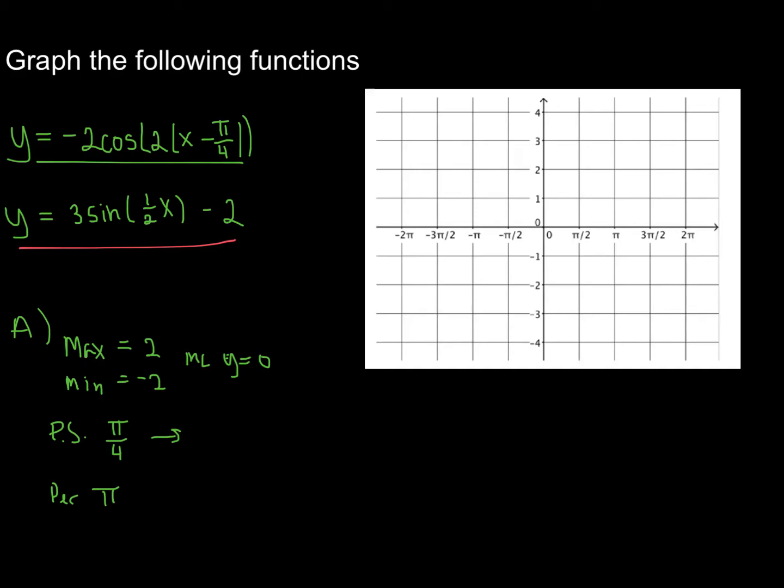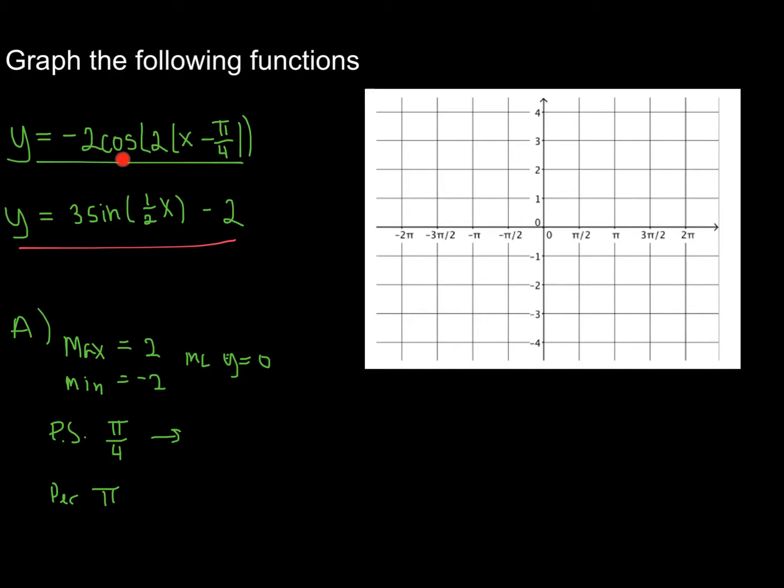So first thing that I pick up on is that the max of this function is going to be 2, the minimum is going to be -2, my midline is y equals 0, and my amplitude is 2. And so then I am going to try and plot an initial point, and the point that I'm going to plot is the point that is kind of native to cosine, if that makes sense. So what I mean by that is a cosine function without a phase shift will have a y-intercept at its maximum value.